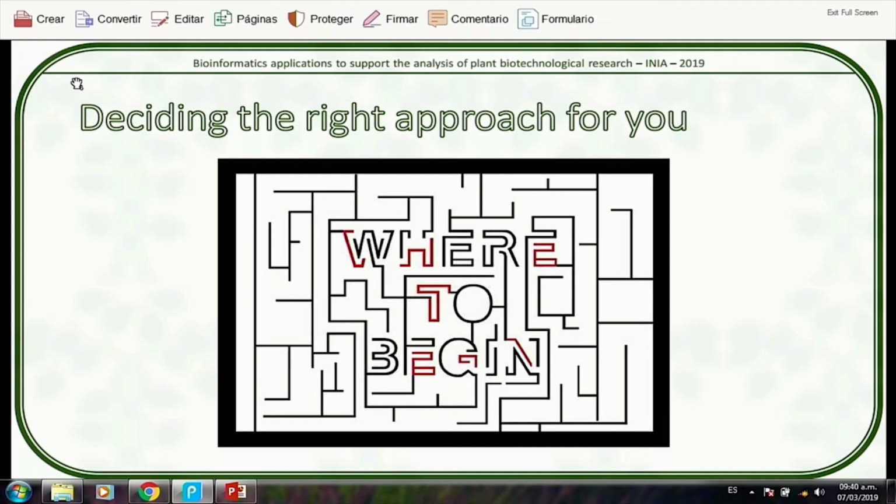Now, deciding the right approach for you, I wouldn't know at this point where to start. I don't know your research projects. You know your research projects. You know your research objectives. So deciding where to start is usually the trickiest part.